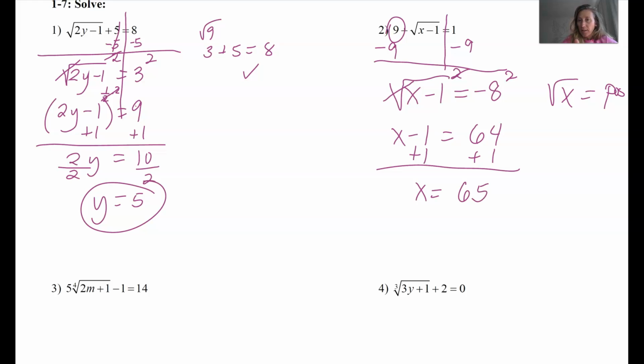So when I plug that in, let's try plugging it in and see what happens. I've got 9 plus 65 as x, so 65 minus 1 would be 64. It's supposed to be equal to 1. 9 plus the square root of 64, that's 9 plus 8, no, 9 plus 8 is 17. So the answer doesn't end up working out. And so this one has no solution.